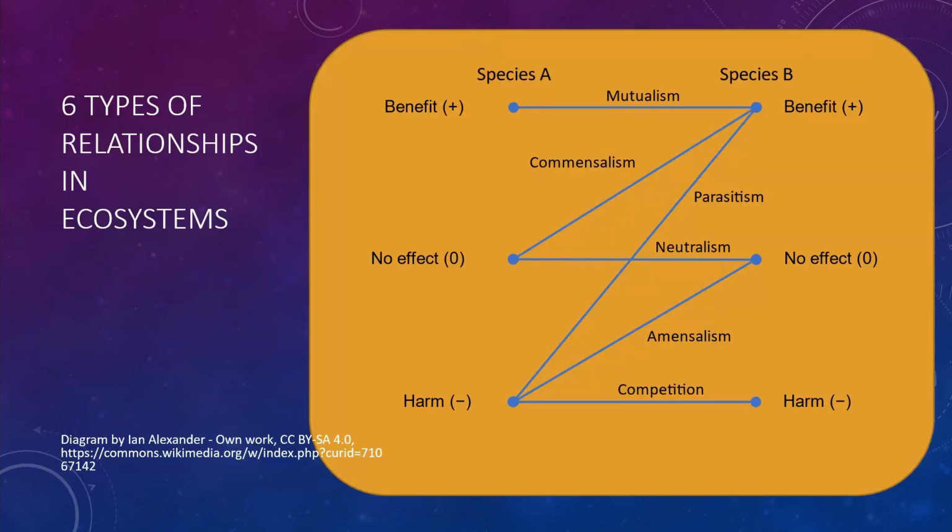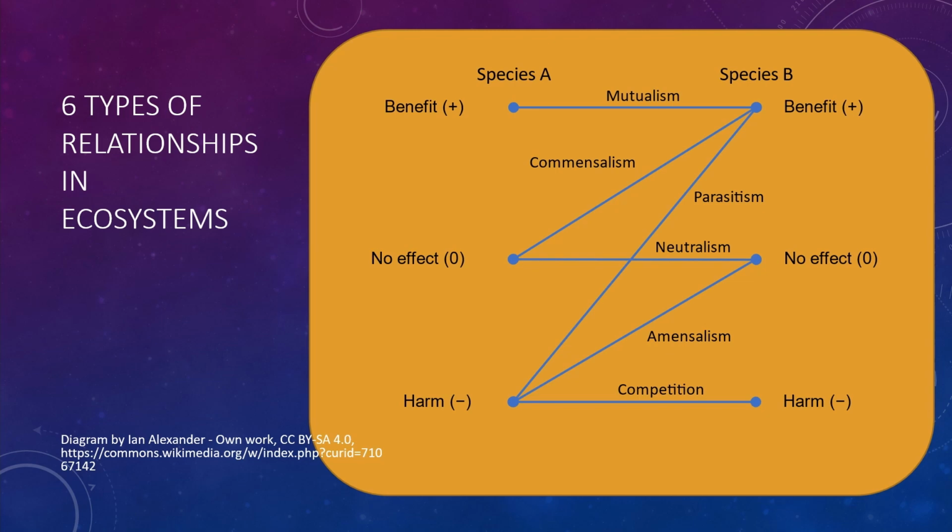In ecology, they talk about 6 types of relationships. We can have a win-win, where we both benefit, or we can have harmful competition, where we both lose. And there are times where something will benefit and the other thing will not notice the difference. In the win-win, it's mutualism. In the harm, it's competition.